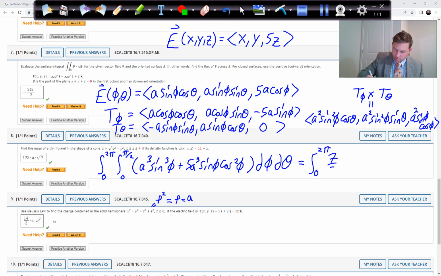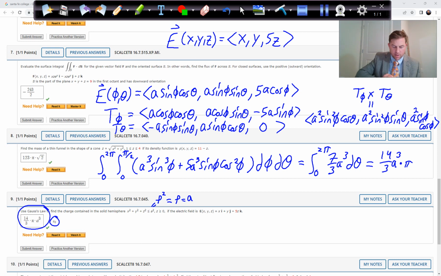7/3 a cubed d theta, and then when you take the antiderivative of that and plug in theta, you get 14/3 a cubed times pi, which is the answer right there. And then there's a charge term, electric charge term on there, but they already factored that out for you. Okay, so that's problem 9.